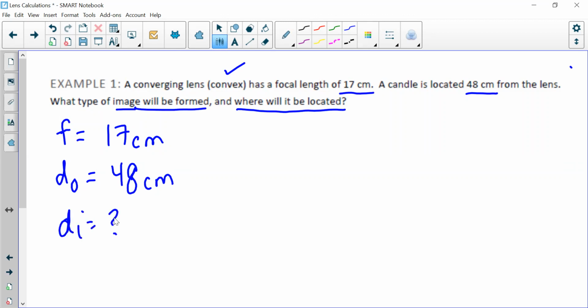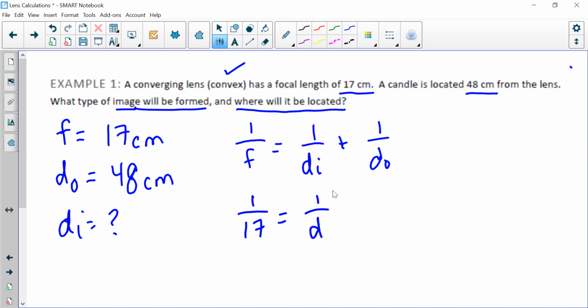And don't worry about what type it is. We'll enter that after we solve for DI. So I'm just going to write down my formula. 1 over F equals 1 over DI plus 1 over DO. And I'm just going to put my numbers in. 1 over 17 equals 1 over DI, I don't know DI, plus 1 over 48.